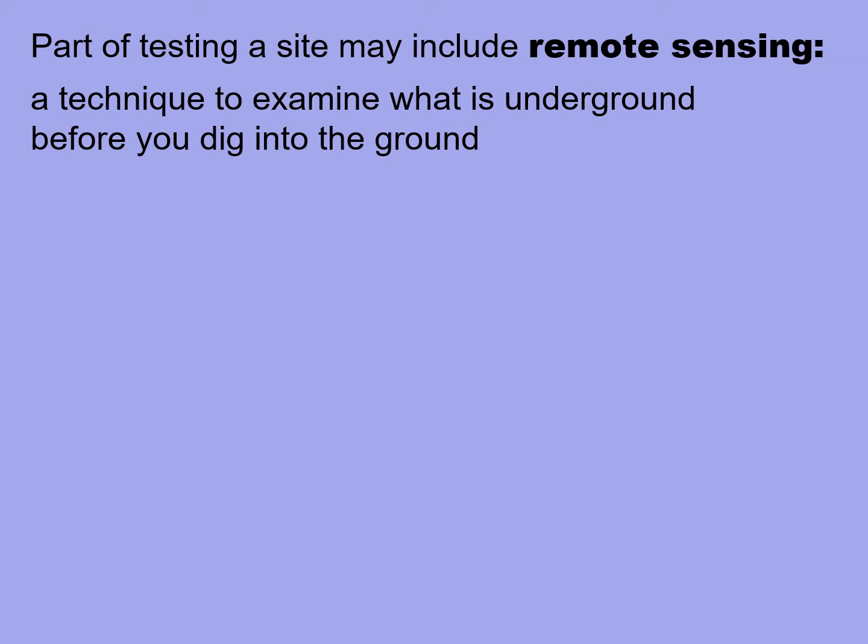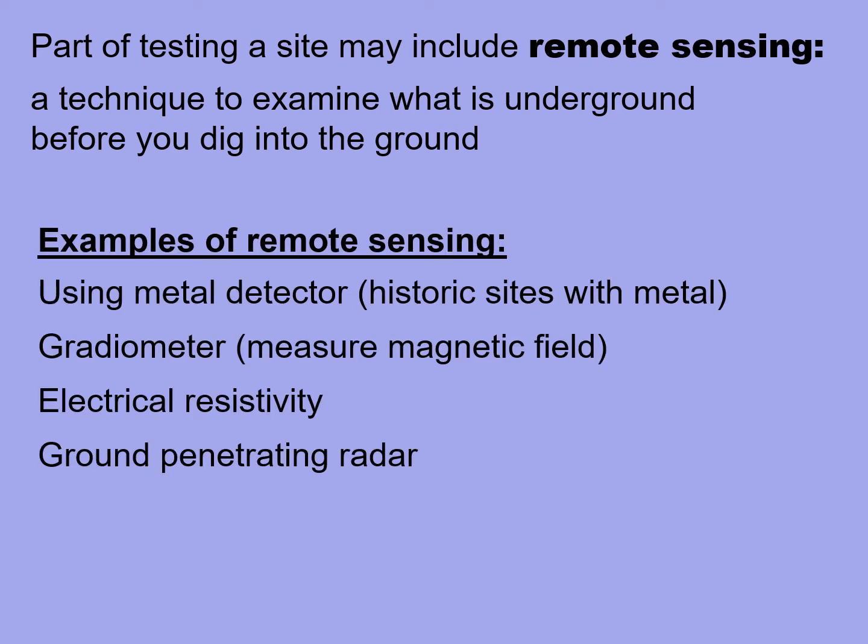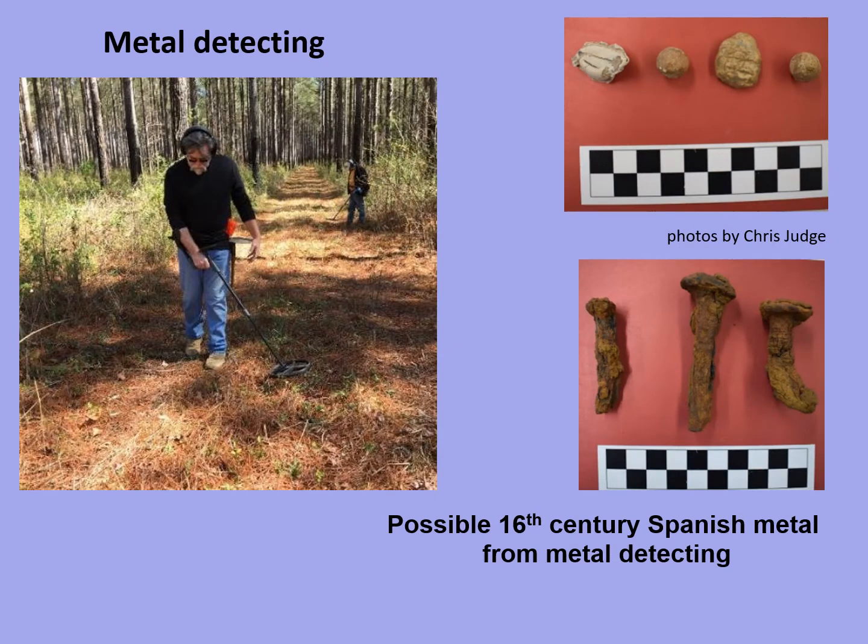Part of testing a site may include remote sensing, which is a number of techniques used to examine what is underground before you dig into the ground. The examples of remote sensing that I'll talk about today include metal detecting, gradiometer, electrical resistivity, and ground penetrating radar. Most of you are probably already acquainted with metal detecting. With this, you have a small instrument that you use to detect metal. Then you must ground truth what you've found. You need to dig up that piece of metal and see what it is.